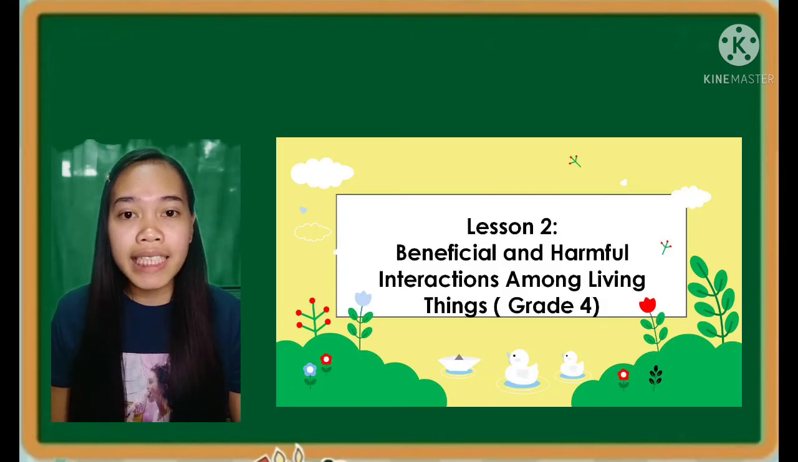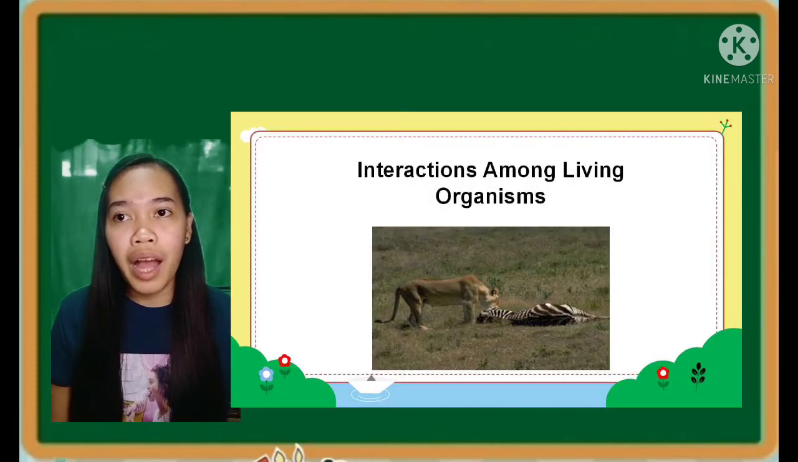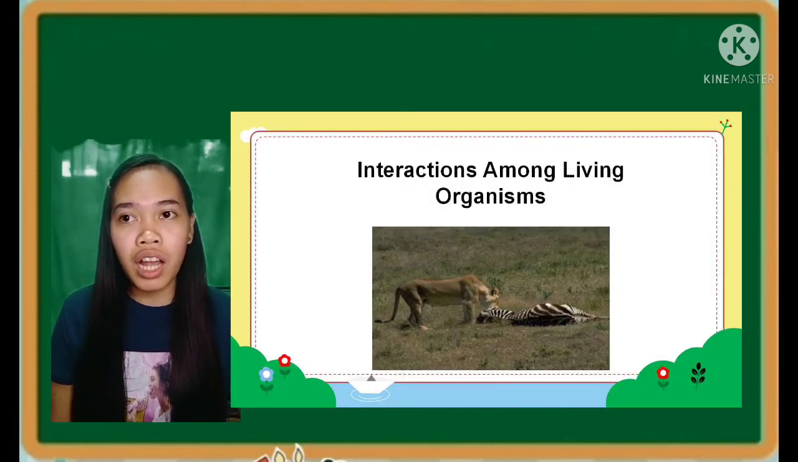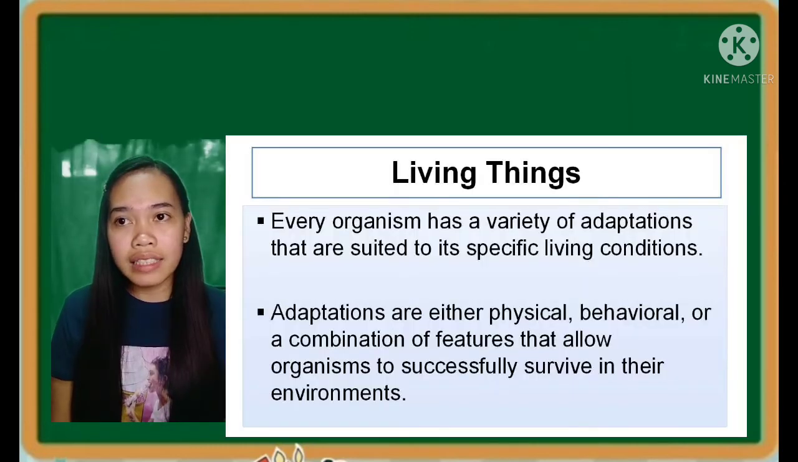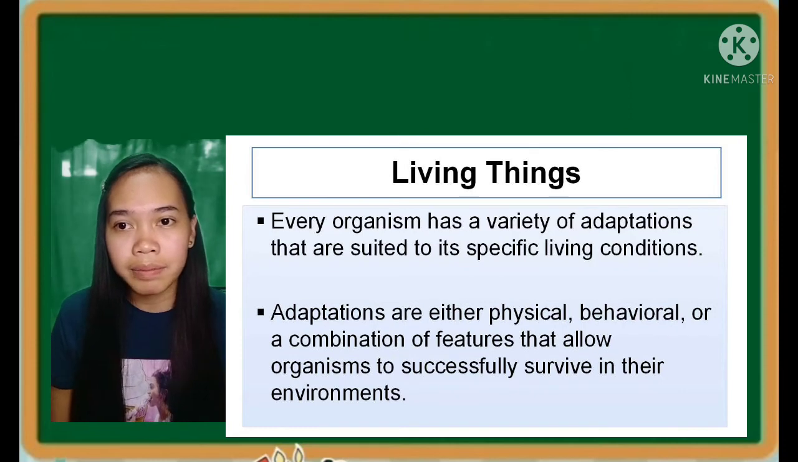Now, let's proceed to lesson 2, the beneficial and harmful interactions among living things. I have here a picture of interactions among living organisms. Every organism has a variety of adaptations that are suited to its specific living conditions. Adaptations are either physical, behavioral, or a combination of features that allow organisms to successfully survive in their environments.